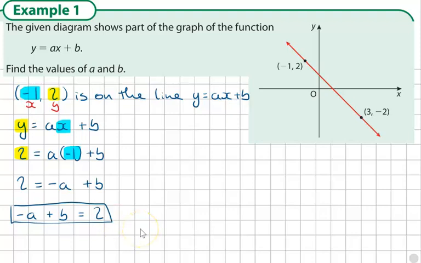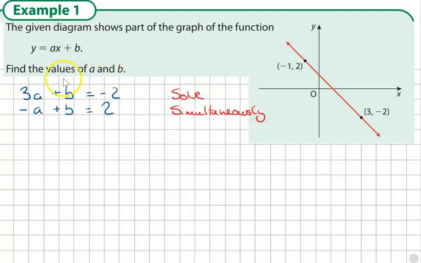So now we have 2 equations in terms of a and b, and we're trying to find the values of a and b, so we're going to solve them simultaneously. So we have 3a plus b is equal to minus 2, and then minus a plus b is equal to 2. We're going to multiply the second line by minus 1. So the top line, 3a plus b is equal to minus 2, just stays the same. And then minus a times minus 1 is a, and b times minus 1 is minus b, and 2 times minus 1 is minus 2.